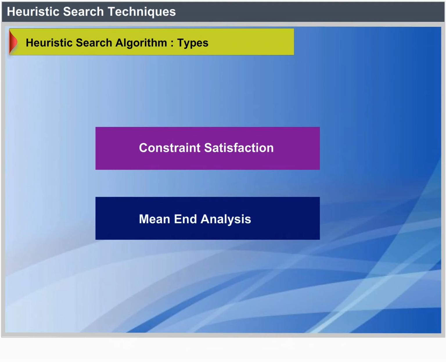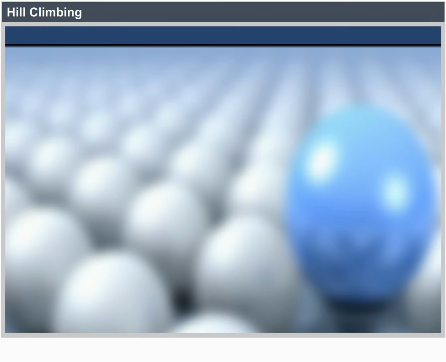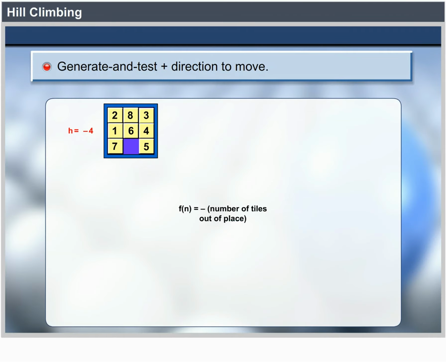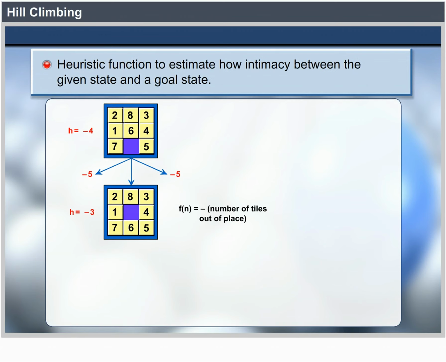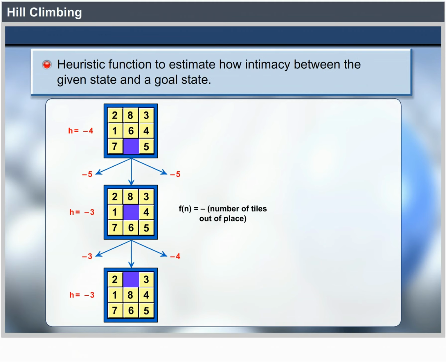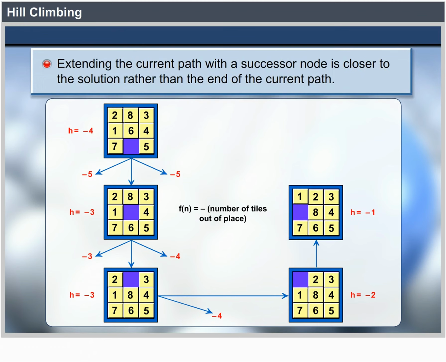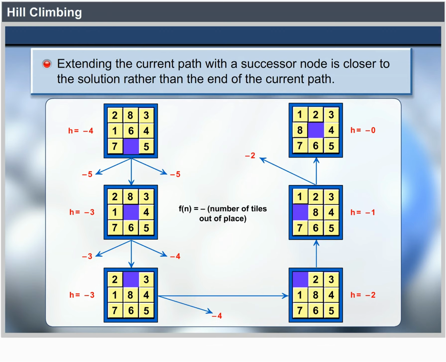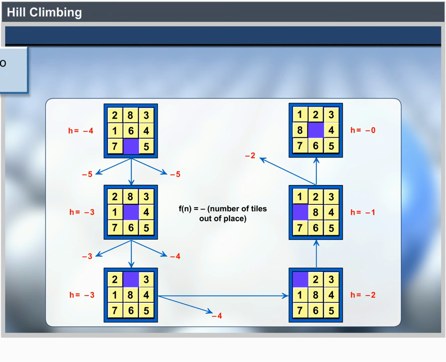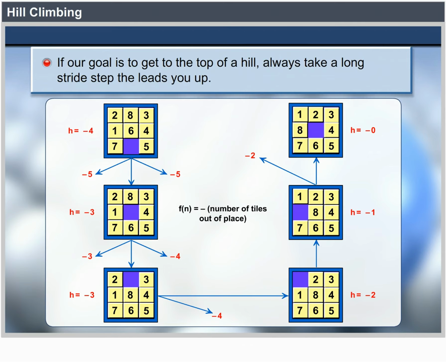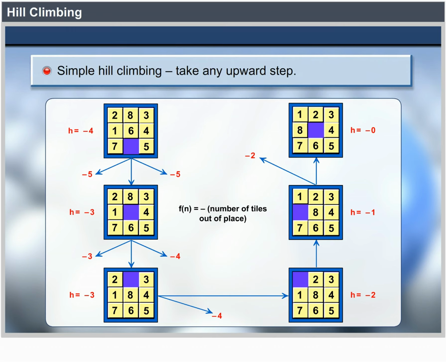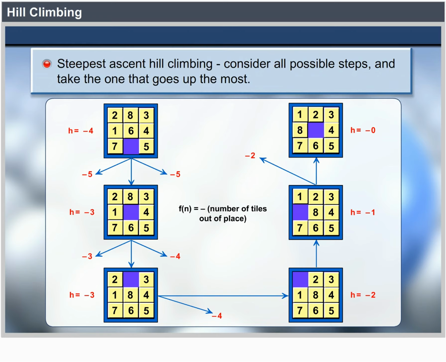Hill climbing: generate and test plus a direction to move. A heuristic function estimates how close the given state is to the goal state. Extend the current path with the successor node that is closer to the solution than the end of the current path. If our goal is to get to the top of a hill, always take a step that leads you up. Simple hill climbing: take any upward step. Steepest ascent hill climbing: consider all possible steps and take the one that goes up the most.